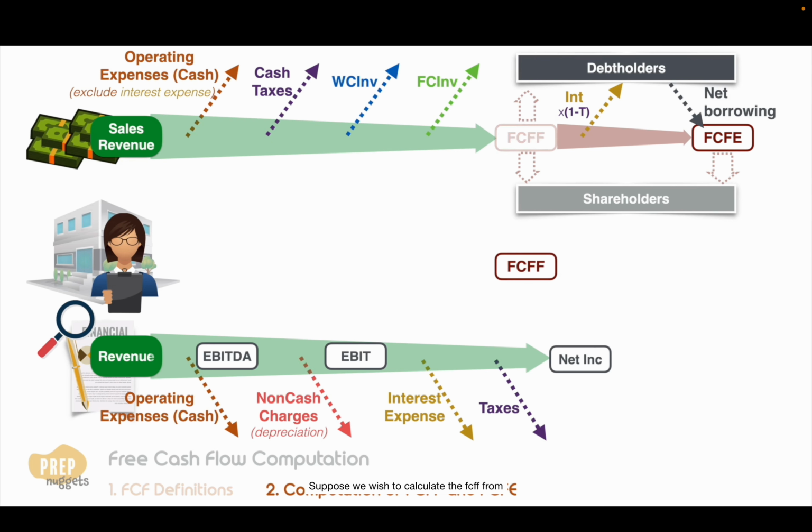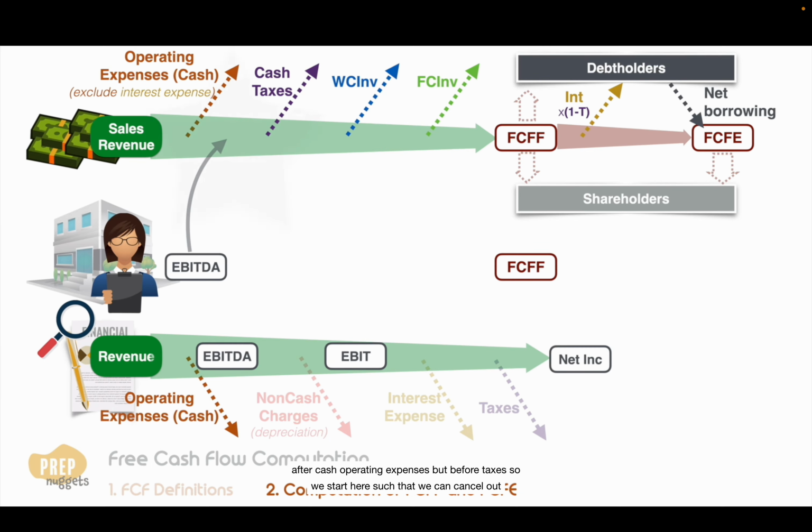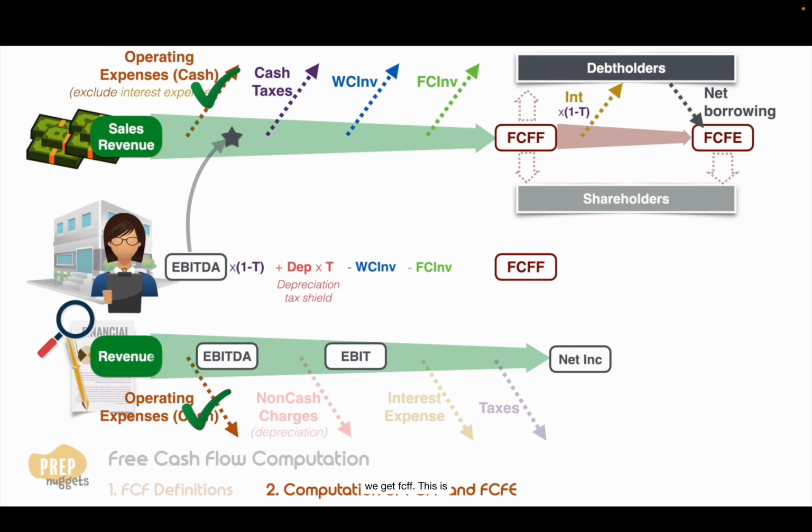Suppose we wish to calculate the FCFF from EBITDA. We know that EBITDA is after cash operating expenses but before taxes, so we start here such that we can cancel out cash operating expenses. First, we need to take care of taxes, which can be accounted for by multiplying EBITDA by 1 minus the tax rate. However, as EBITDA is before depreciation, we should add back the depreciation tax shield. Minus working capital and fixed capital investments, we get FCFF. This is how we derive FCFF from EBITDA.